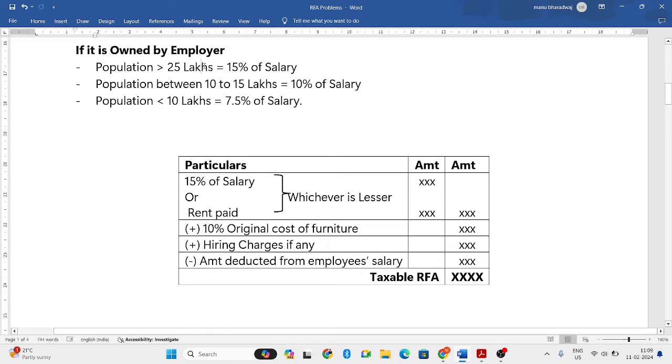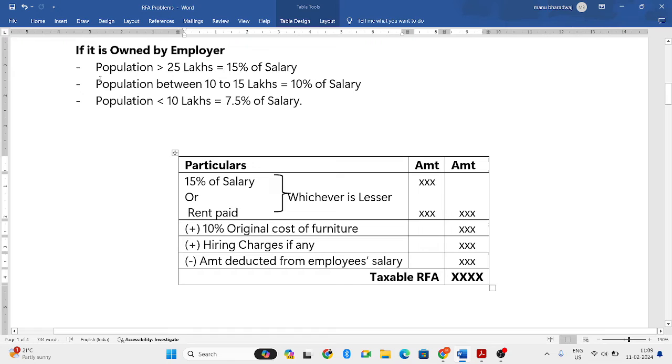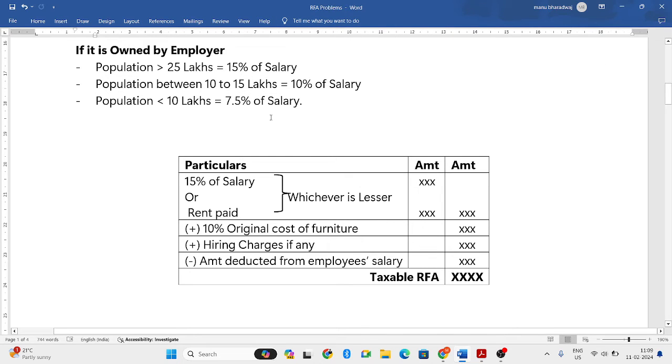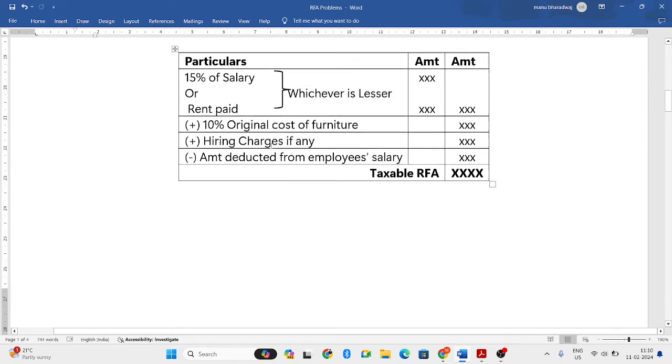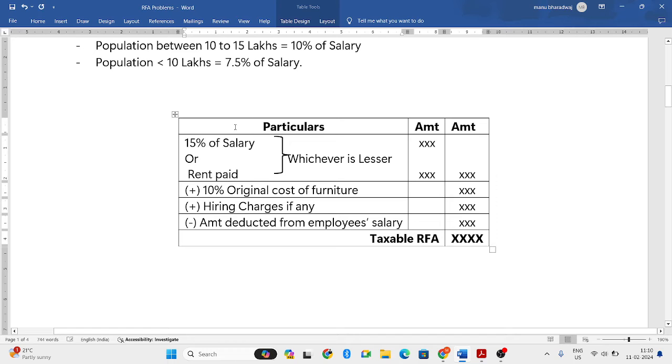If in that place the population is more than 25 lakhs, then we will consider 15% of salary or the rent paid, whichever is lesser. If the population is between 10 to 25 lakhs, we will consider 10% of salary. If the population is less than 10 lakhs, we will consider 7.5% of salary. So this is the format to calculate the RFA, rent-free accommodation.